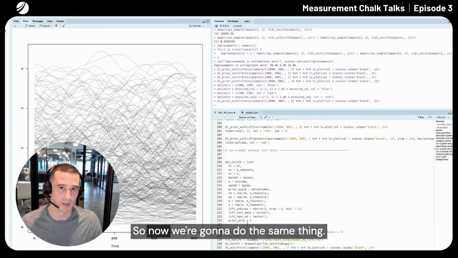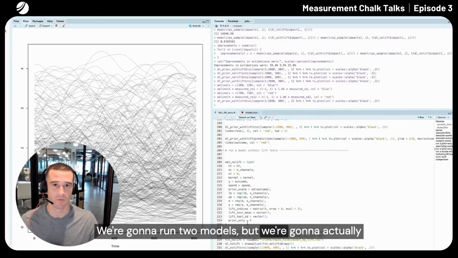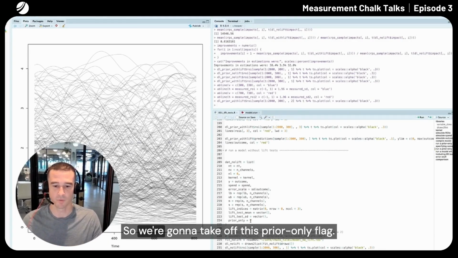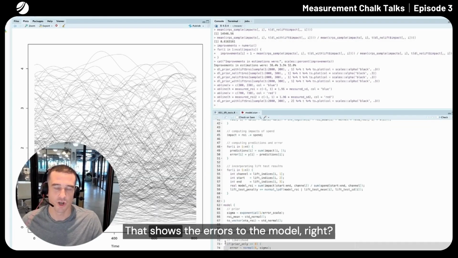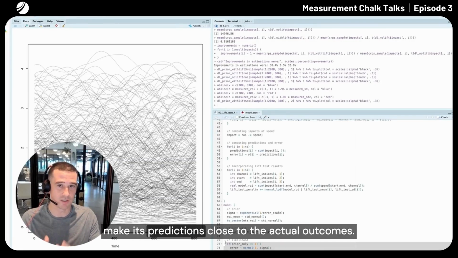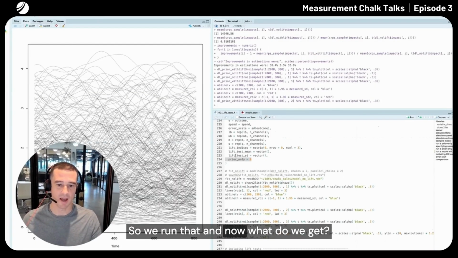So now we're going to do the same thing. We're going to run 2 models, but we're going to actually include the prediction errors in the model, right? So we're going to take off this prior only flag. What does that do? That shows the errors to the model, right? So now the model is going to be incentivized to actually make its predictions close to the actual outcomes. So we run that, and now what do we get?